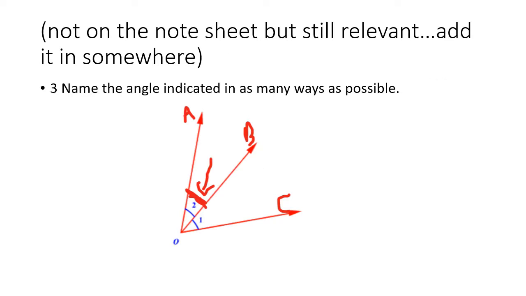Okay, so what we have here next is actually something that's not on your note sheet. It's still very relevant. It's something I would recommend you add somewhere, either on a separate sheet or on the sheet itself, because it deals with something called adjacent angles, which is when you have more than one angle connected together. And the reason why I'm bringing this up is because it brings up a very important concept of naming angles. So it says to name the angle indicated in as many ways as possible. We're referring to the angle indicated by this arrow, meaning this actual angle in this space. That's why it's marked the way it is.